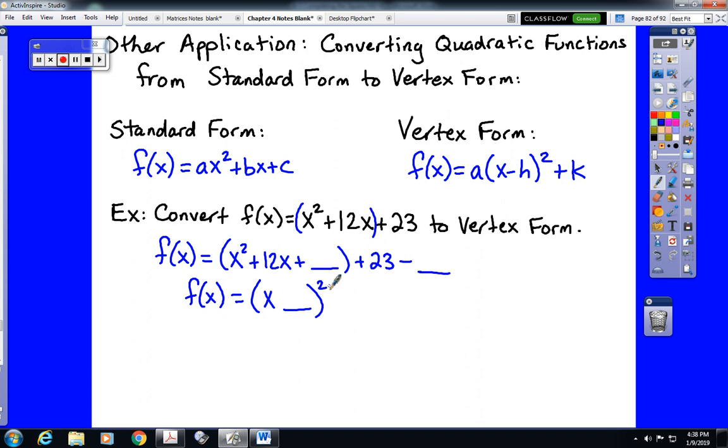Other than that, the process is the same that we carried out when we were solving quadratics by completing the square. We take 12, we divide by 2. That would be 6. 6 goes in this bottom blank. We then take that 6 and we square that value to get the number that goes in this top blank.